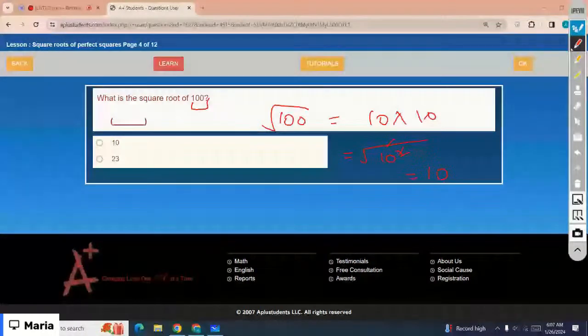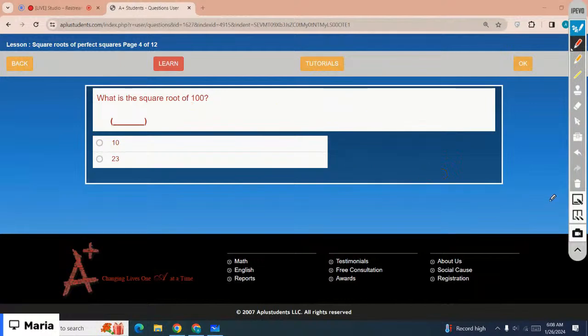So whenever you have to calculate the square root, the number must be a perfect square. Like 5 times 5 is 25, so the square root of 25 is 5. So the square root of 100 is 10. The correct option is 10. Got it? The square root of 100 is 10.